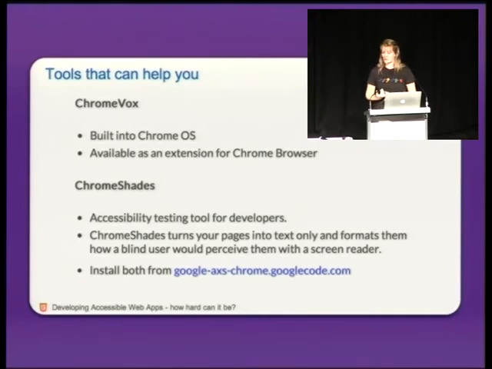Then we've also got Chrome Shades, which we've developed. Chrome Shades is a tool that removes all your styling and everything from your web page that a screen reader wouldn't see either. So you actually get to see your web page in exactly the same way that a screen reader sees it, which can help you a lot to find out where your problems are.